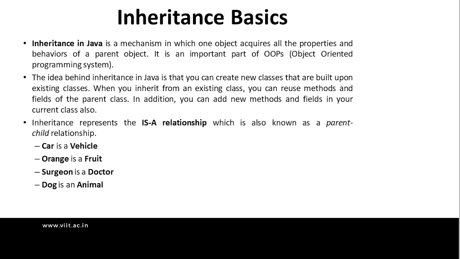Inheritance basics. What is Java inheritance? Inheritance in Java is a mechanism in which one object acquires all the properties and behavior, meaning methods, of a parent object. It is an important part of the object-oriented programming system.